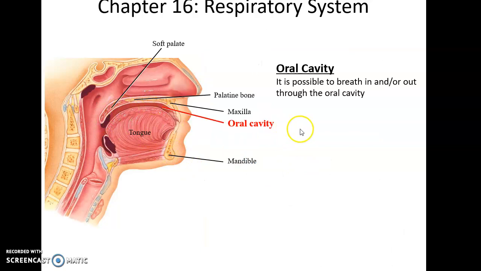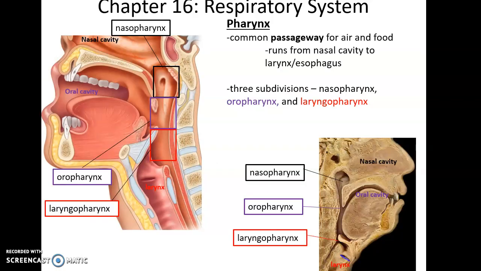Oral cavity. The oral cavity is not part of the respiratory system. However, we all know we can breathe in or out through our mouth. Pharynx. The pharynx is the throat. It is the common passageway for both air and food, air going of course to the larynx, food going to the esophagus. You can break the pharynx into three regions: the nasopharynx coming directly after the nasal cavity, the oropharynx coming directly after the oral cavity, and the laryngopharynx, which is directly above the larynx and the esophagus.